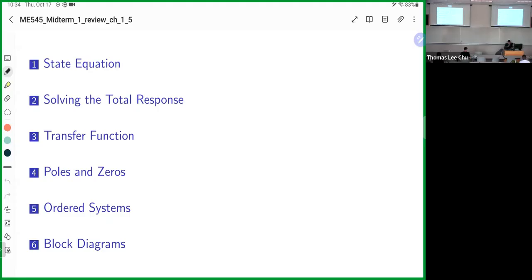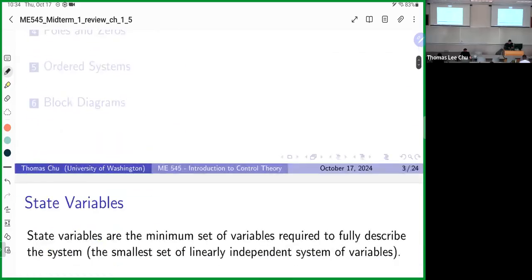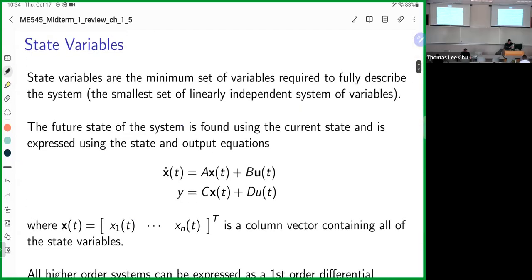So we're going to go through chapters 1 through 5, starting with state equations. Then we're going to move on to the bigger picture of solving the total response, including natural and forced. Talk about transfer function poles and zeros, and order systems, which will only cover first order and second order. Higher order systems will be excluded. And then finally, a review of block diagrams. So hopefully this will be a good picture of what we've done so far.